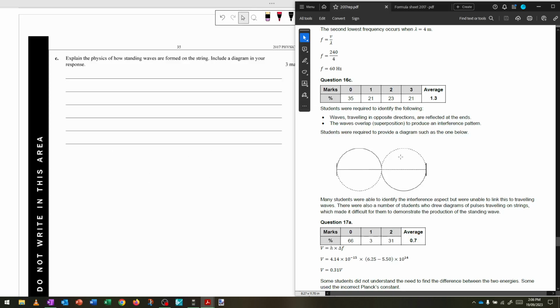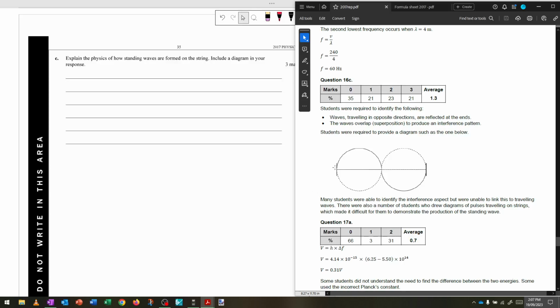But all you have to do is say waves traveling in opposite directions are reflected at the ends. So one fixed end there, another fixed end there, or on this diagram it's here and here. The waves overlap and they interfere to produce an interference pattern, and then I guess draw some kind of diagram explaining that. But it's actually really hard to draw a static diagram of how standing waves are formed.